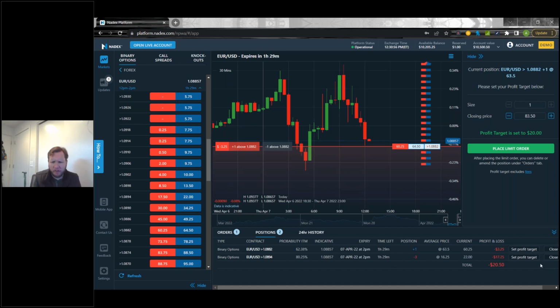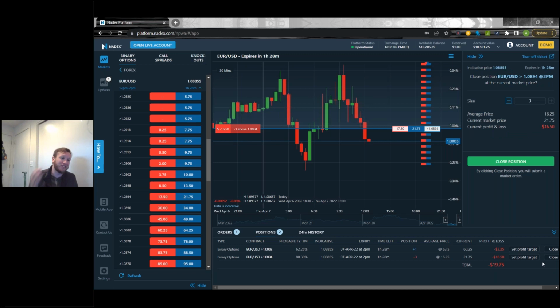So let's close out of our sell side position. Let's say maybe I picked a bad direction. It's going against me and I want to close out of this. So we also have this close button. The close button is very similar to the set profit target, except you're just placing a market order to exit your contracts right now. Obviously I have 3 of these. I can choose to close out of 1, 2, or 3, and it'll tell me again my average price, the current market price, and therefore my current profit and loss.